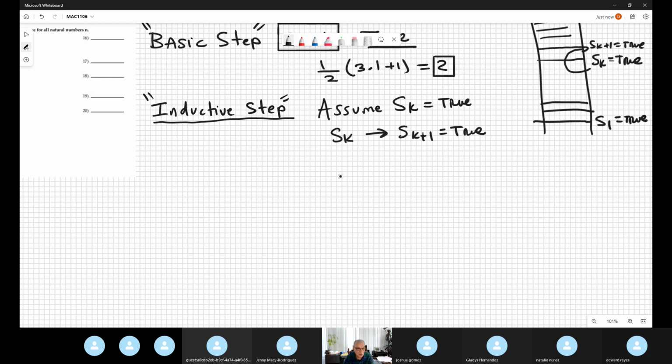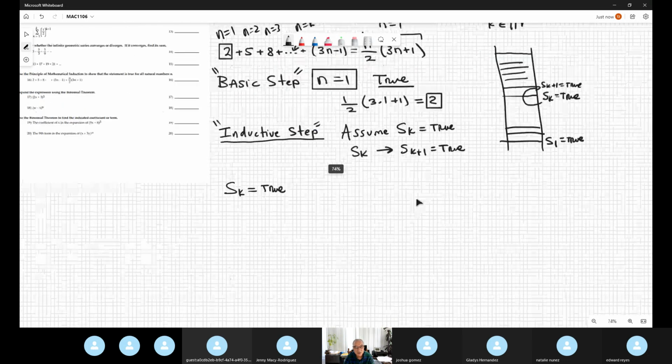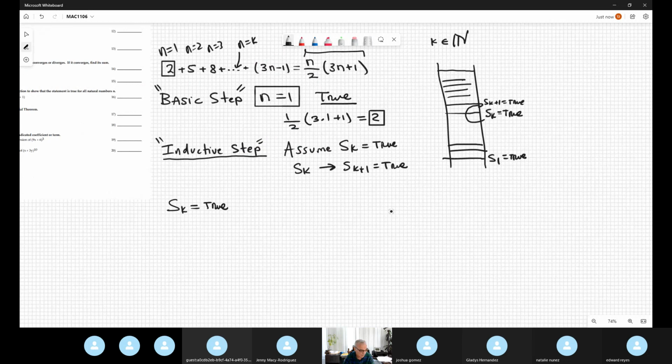you assume that S sub k is true. And who is S sub k? I am confusing, Professor. No, it's the same thing given at the beginning, that is 2 plus 5 plus 8 plus, but you don't finish in n, you finish in k. So 3k minus 1 should be equal k over 2, 3k plus 1. Okay, I copy. Instead of n, I put k, I suppose k is one number smaller than n.